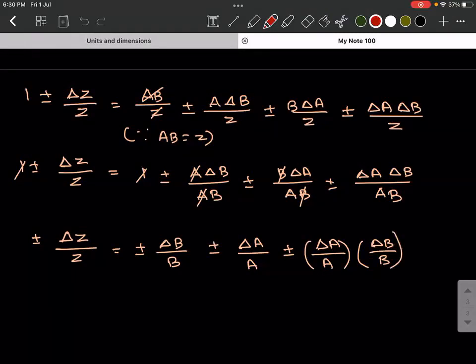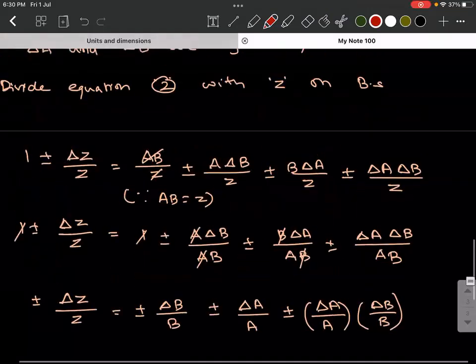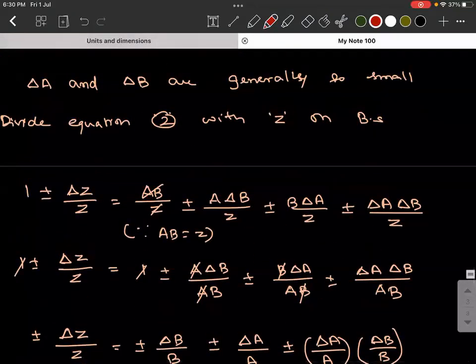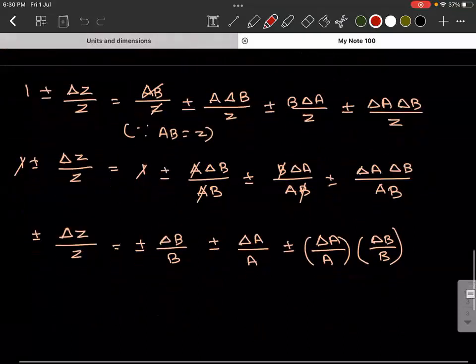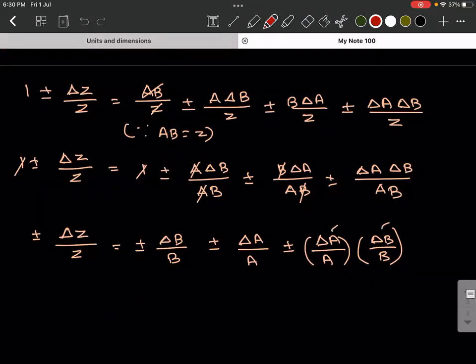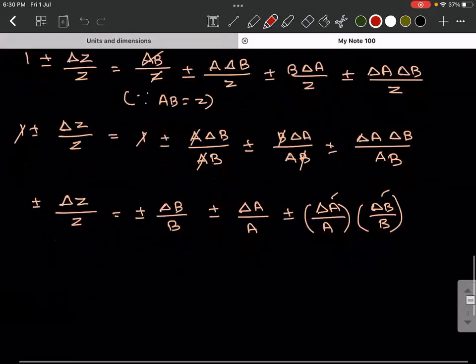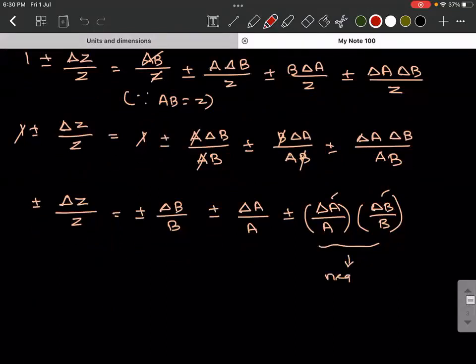But I gave you one important point: delta A and delta B are generally so small that the product of those two values divided by the original values, that is delta A by A into delta B by B, will be a negligible value. You can ask me why I even wrote it like that.